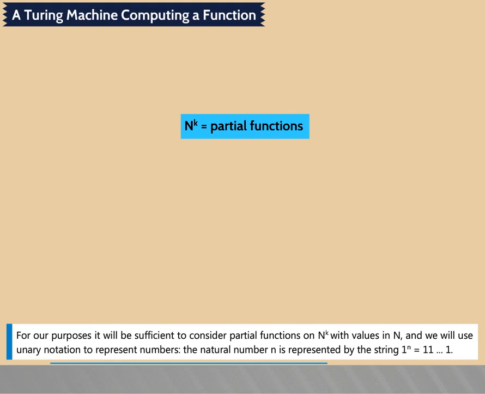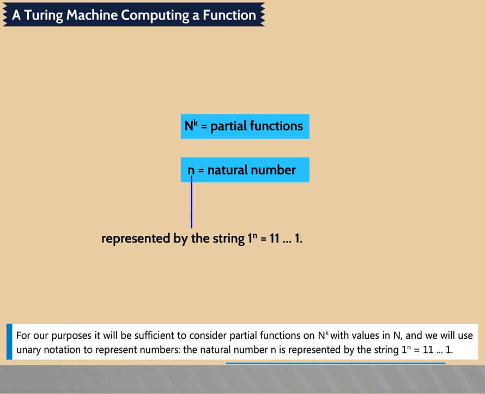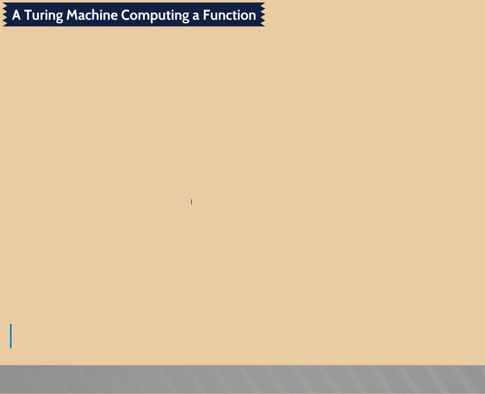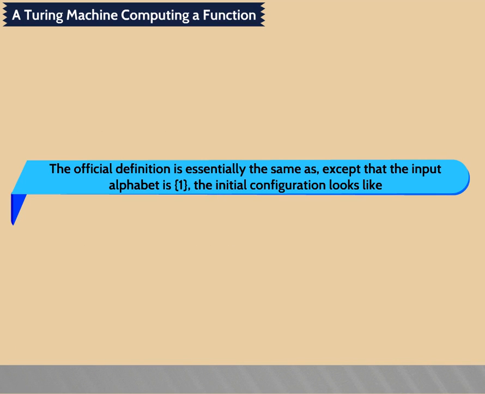For our purposes it will be sufficient to consider partial functions on N^k with values in N, and we will use unary notation to represent numbers. The natural number n is represented by the string 1^n = 11...1. The official definition is essentially the same, except that the input alphabet is {1}.